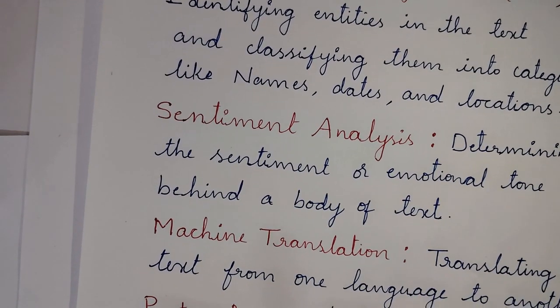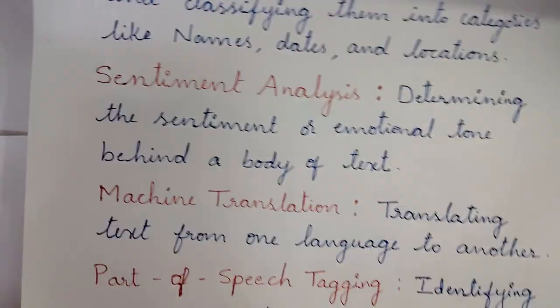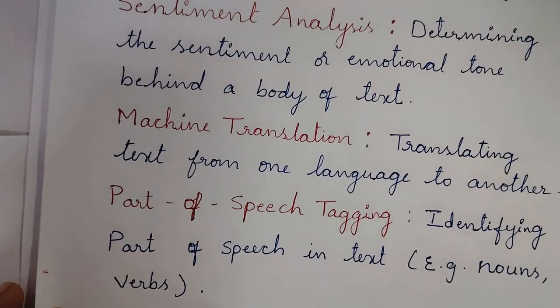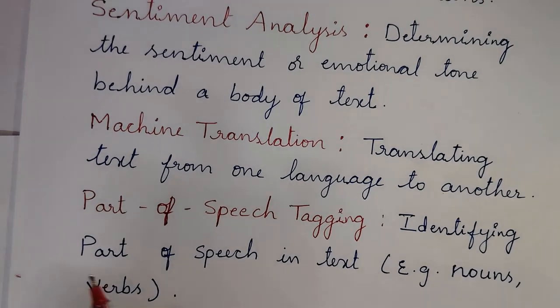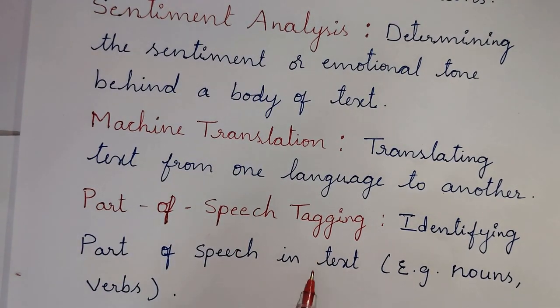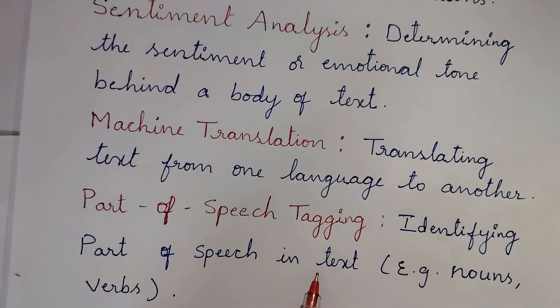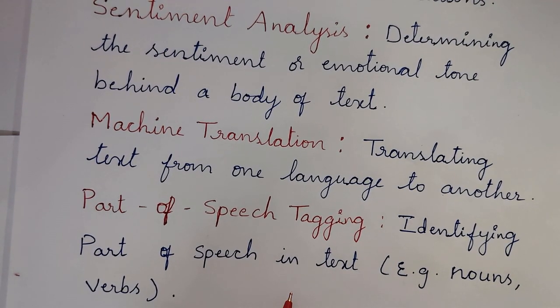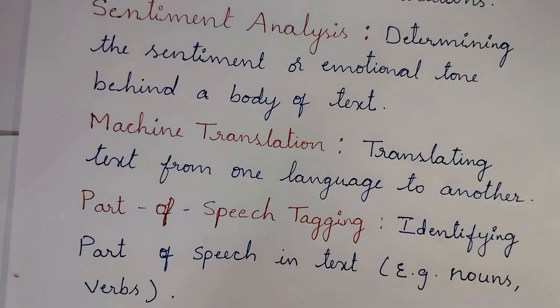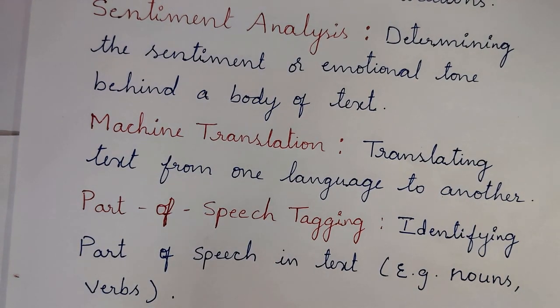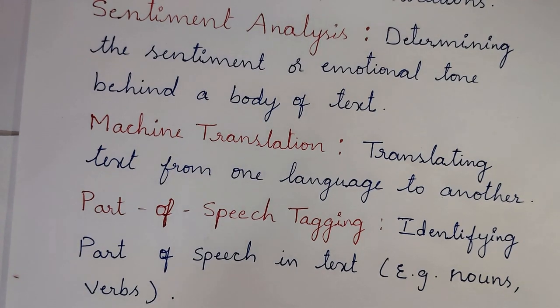Another main task in natural language processing is POS tagging, that is, parts of speech tagging. What is this parts of speech all about? In parts of speech tagging, we identify the parts of speech of words in the text, such as nouns, pronouns, verbs, adjectives, adverbs, etc. We classify the complete text in terms of parts of speech tags.